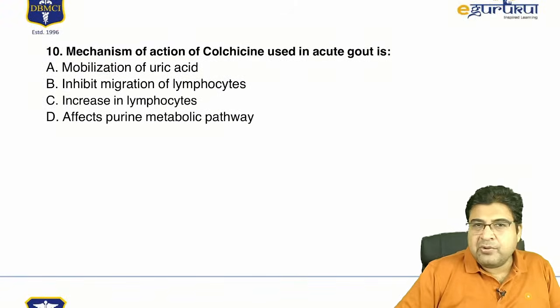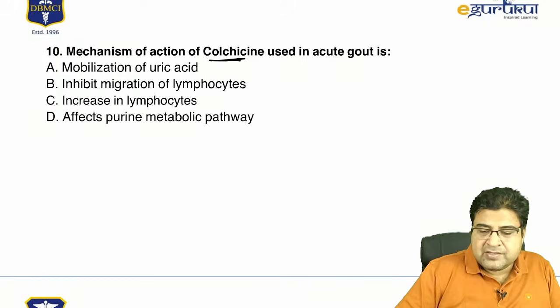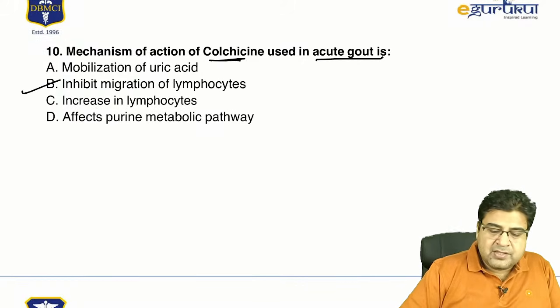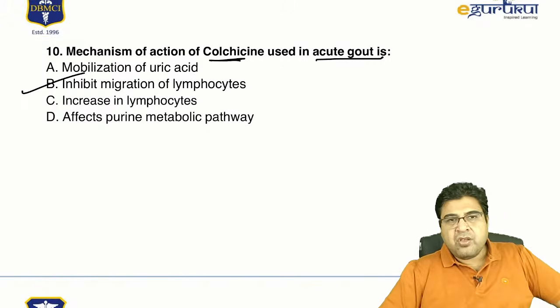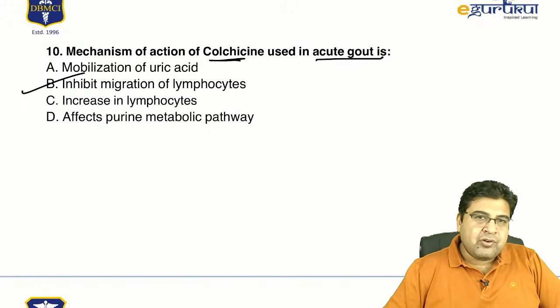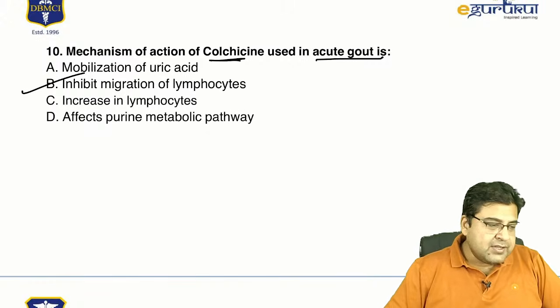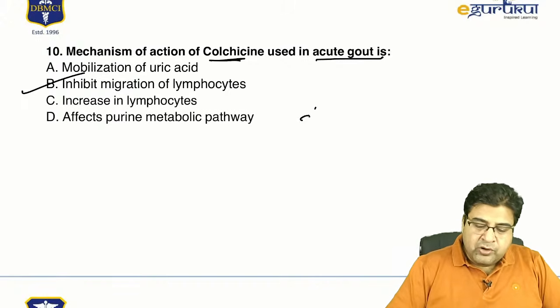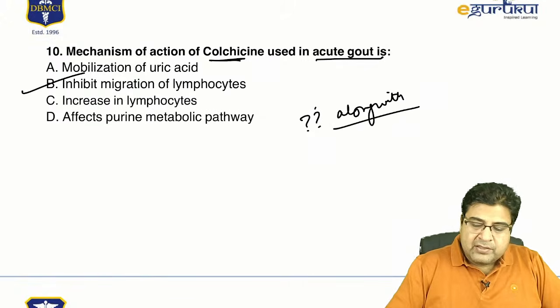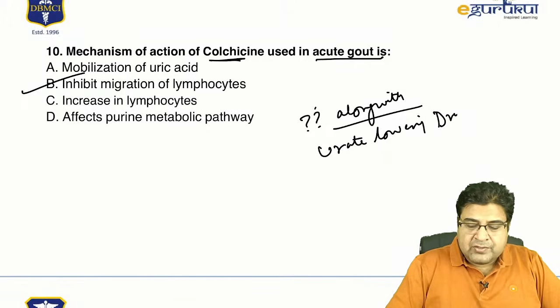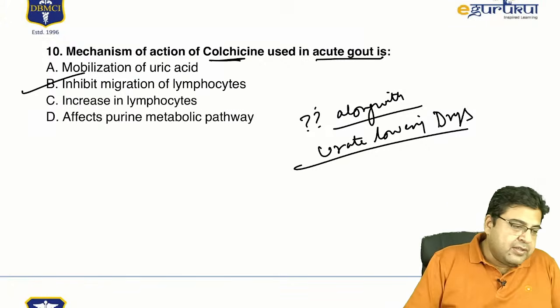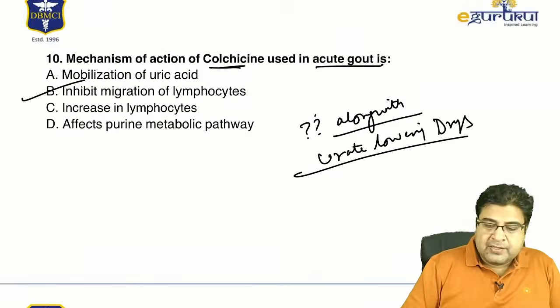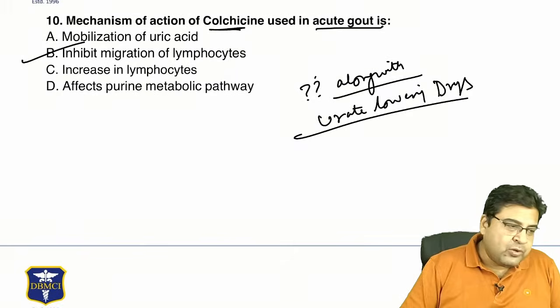Now, colchicine. This is the third question we are doing on colchicine. What is the mechanism of colchicine in gout? It inhibits the multiplication of WBC. Also, this medicine can stop the migration of WBC. Now, you have to answer me: why is this medicine given along with allopurinol, that is, along with urate lowering drugs? Whenever we have to give urate lowering drugs, why is this medicine given along with them? Can anyone answer?